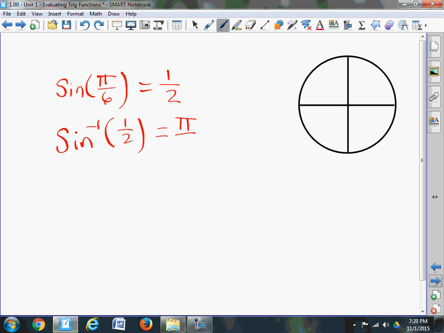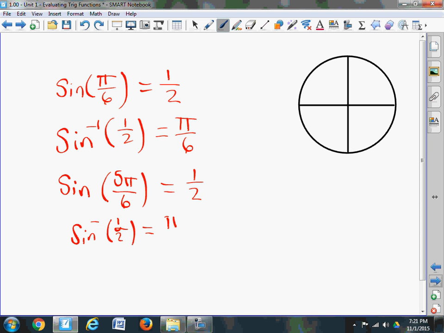Now here's an interesting problem. What if I have the sine of 5 pi over 6, whose reference angle is also pi over 6, so the sine is 1/2? Well, if I do the inverse sine of 1/2, I'm still going to get pi over 6, right?